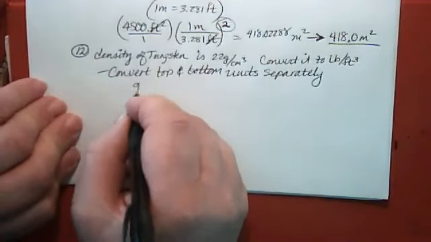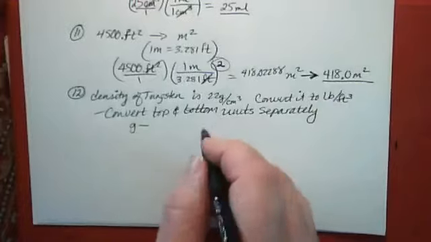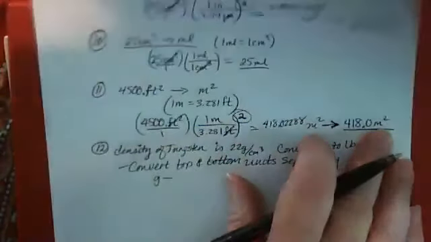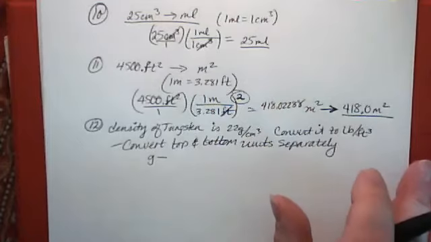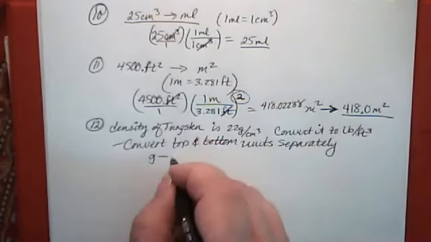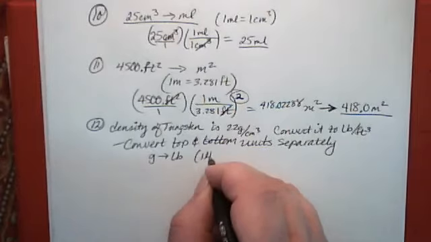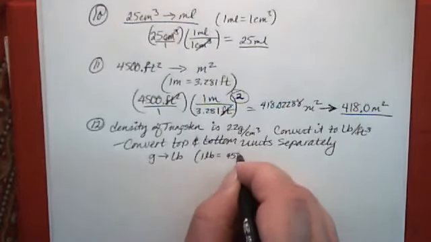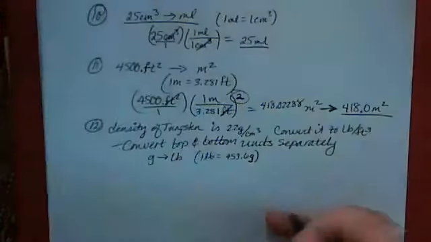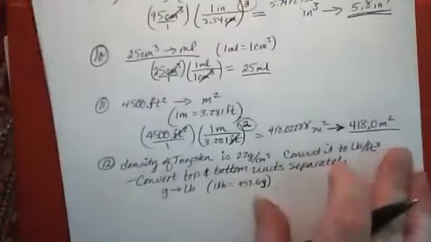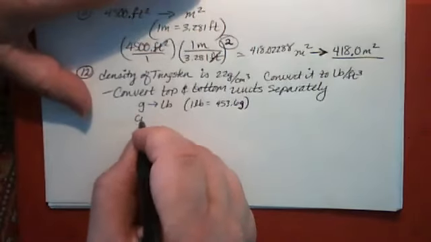So for grams, we want to go to pounds. We can look at the conversion factors and see for mass, oh yeah, first one, 1 pound is 453.6 grams. So we can do that in one step. So that works.